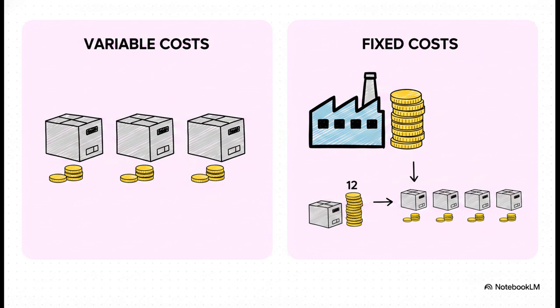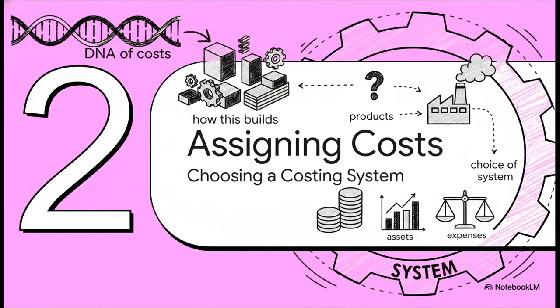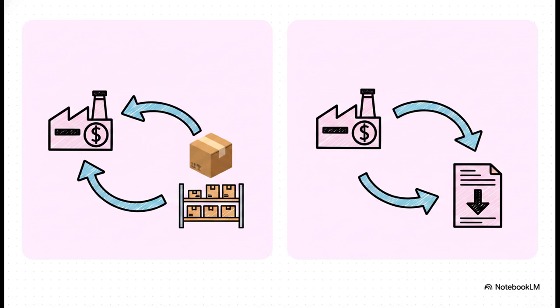So now that we've decoded the DNA of our costs, what do we actually do with that knowledge? Well, we need a system, a way to accurately attach these costs to the things we're making. And this isn't just some boring accounting exercise. The costing system you pick can have a massive impact on your company's reported profit. The big showdown you are guaranteed to see on the exam is absorption versus variable costing. And it all boils down to one critical difference: how we handle fixed manufacturing overhead.